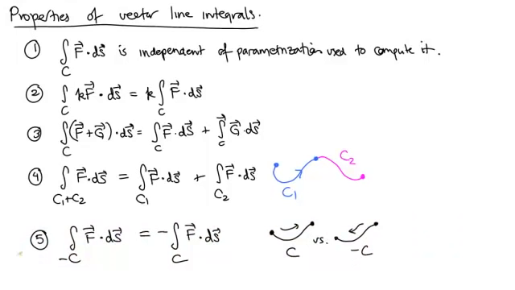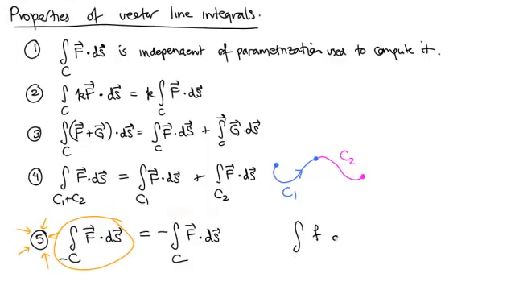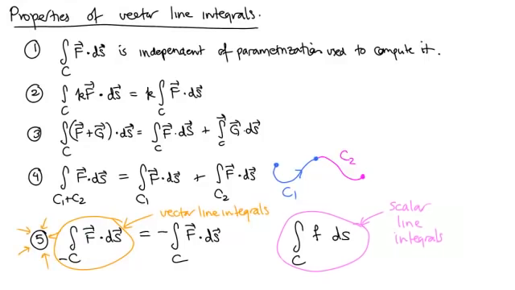Because of the difference in property 5, we often distinguish between the line integral of a vector field and the line integral of a function by calling the line integrals of vector fields vector line integrals, but the line integrals of functions scalar line integrals.